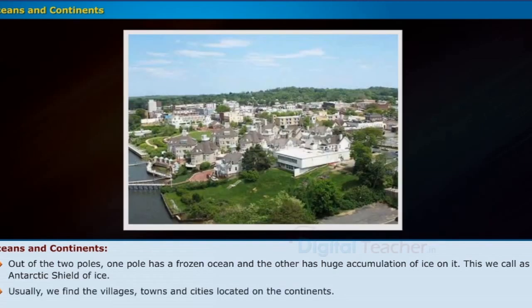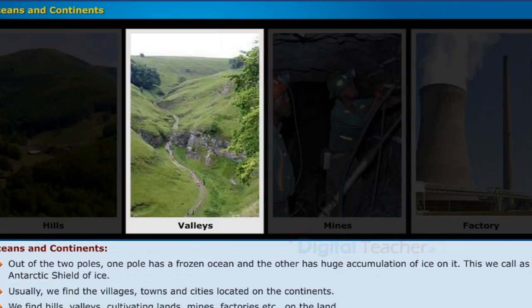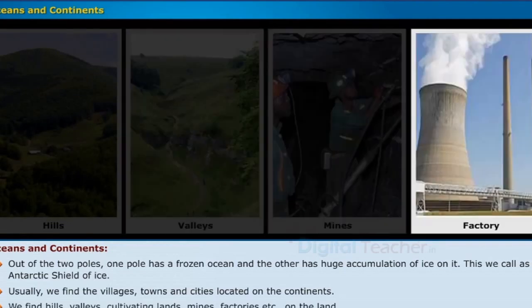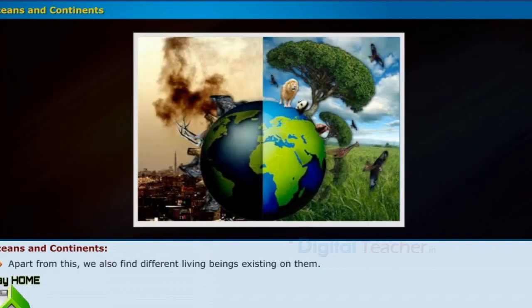Usually, we find the villages, towns and cities located on the continents. We find hills, valleys, cultivating lands, mines, factories, etc. on the land. Apart from this, we also find different living beings existing on them.